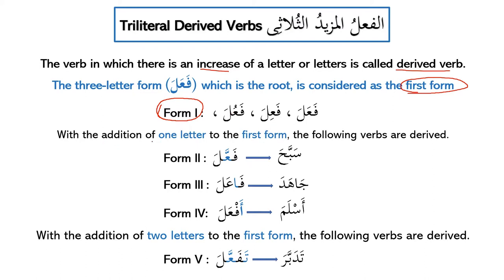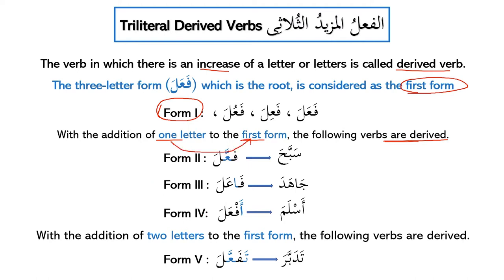When we add one letter to the first form, so the addition of one letter, the following forms are derived. So what happened? We added only one letter. So when we talk about form number 2, 3, and 4, which we have already learned, then what happens? There is an addition of one letter to the basic form.